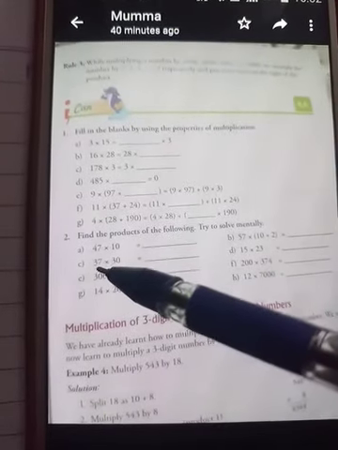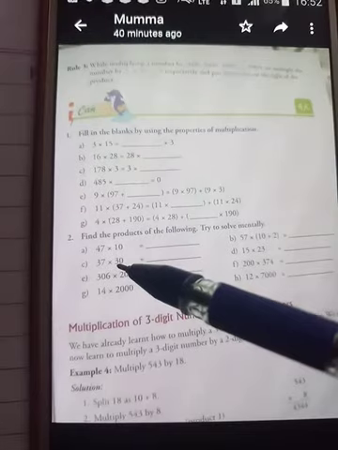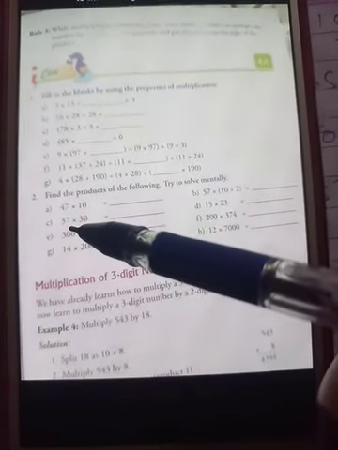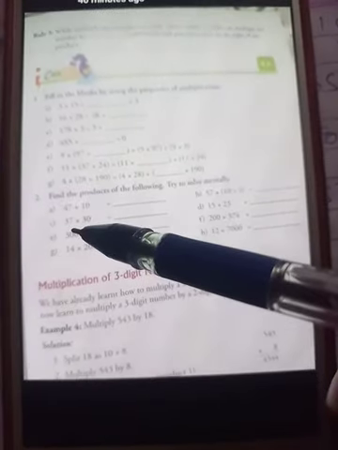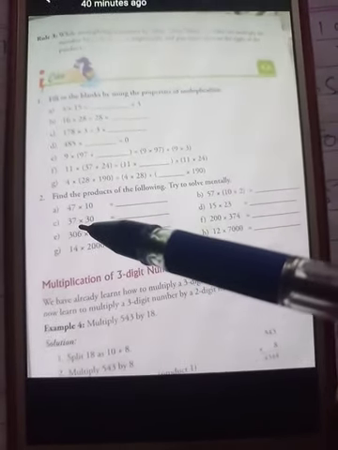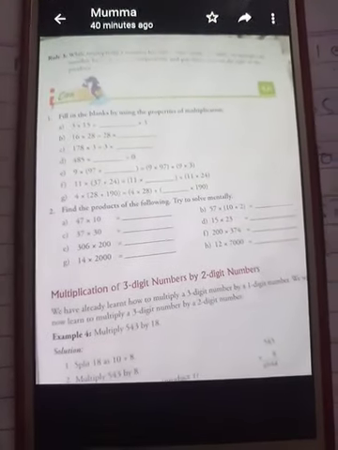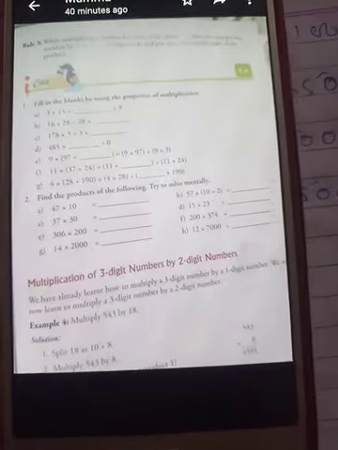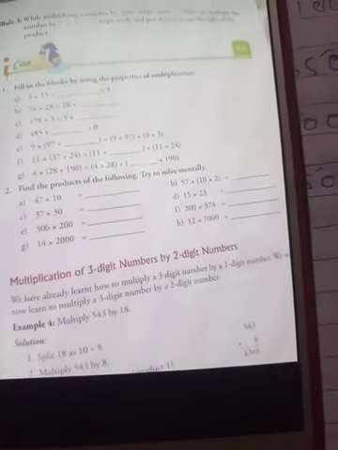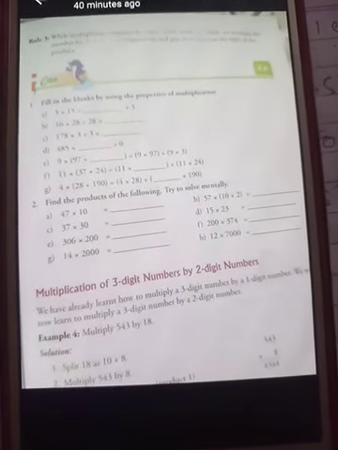Here, 37 multiplied by 30. Simply multiply the given number by 3, and after getting the answer, put 0 to the right of the number. In this way you have to do it. If you are not getting it, then you can ask me personally. Once you try, once you do, and then if you are not getting it, then ask me.